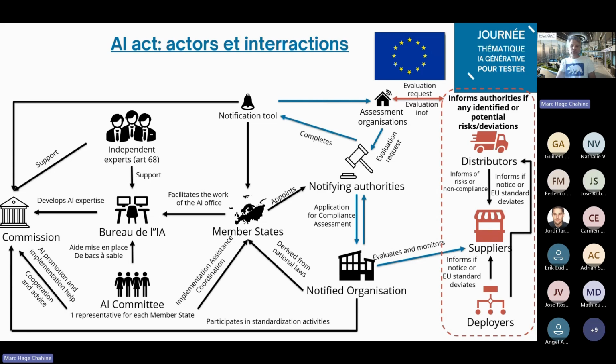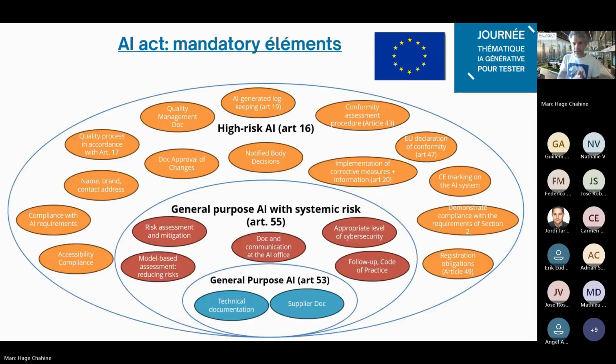Just before, I told you about the different levels of risk of AI. There are 3 levels of risk with AI. The first one, general purpose AI, covers AI which are not on a sensitive subject and which are not big. There are some parameters that they give, and in that case, you just need technical documentation and supplier documentation.